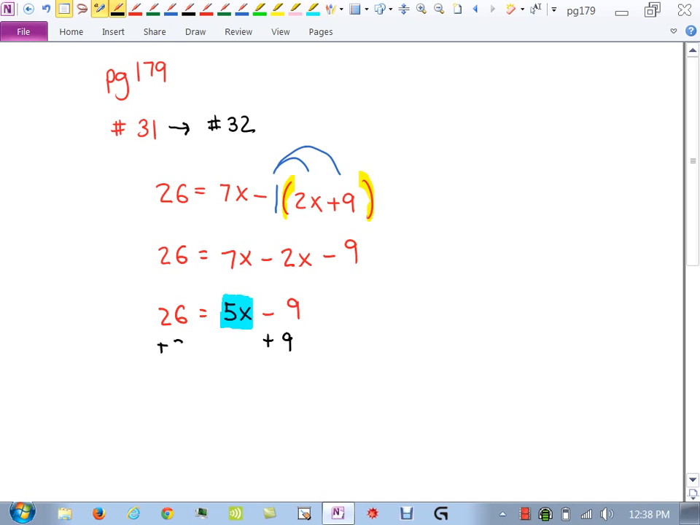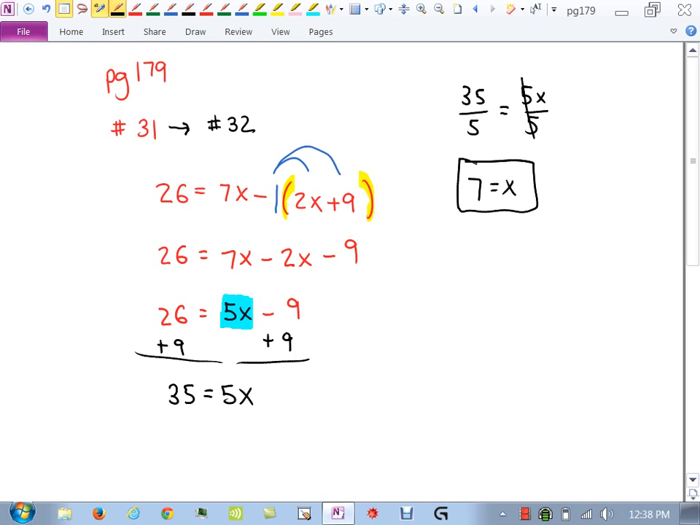Add 9, and we get 35 equals 5x. And now to remove the coefficient in front of x, or remove that number, we divide both sides by 5. So I take my 35, divide it by 5, take my 5x, divide it by 5, cancel. 7 is our solution. And I'm not going to check it. I'm going to move on.